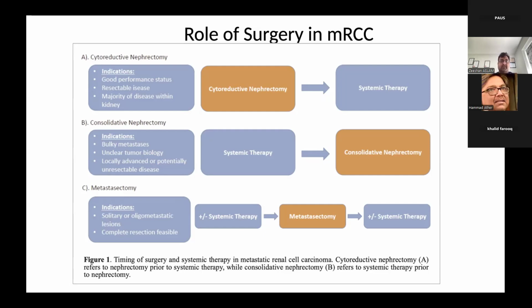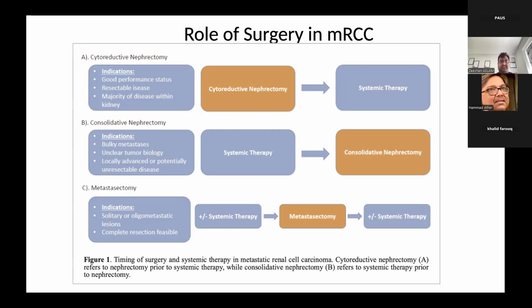Consolidative nephrectomy, again, is a cytoreductive nephrectomy, but the name is slightly different because this is a case where we start with systemic therapy, and that's more common in patients who have bulky metastatic disease and potentially unresectable disease, and where the tumor biology is slightly unclear regarding how they would behave in terms of our treatment options.